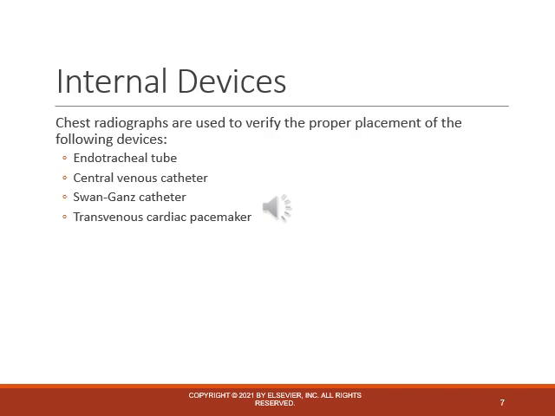We're also going to be evaluating some of the internal devices that you may see on your chest radiography. Some of those you're probably familiar with, such as an endotracheal tube, which is inserted to help a patient breathe, a central venous catheter, which helps deliver medications to a patient, a Swan-Ganz catheter, which can evaluate pressures, and a transvenous cardiac pacemaker, which is to help maintain a consistent heart rate.